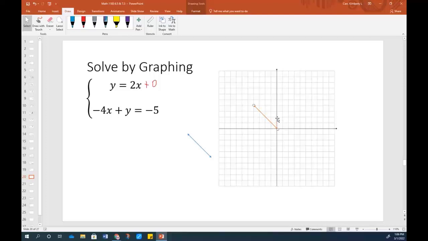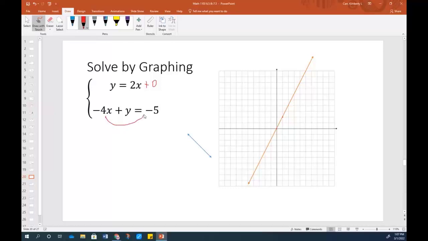But if you watch my cursor, if I go up 2 and over 1, I want to get that line to cross through that point right there. And maybe what I'll do is I'll go ahead and put a dot there where I'm wanting it to cross so you can see it better. Up 2 and over 1. So that one's graphed.